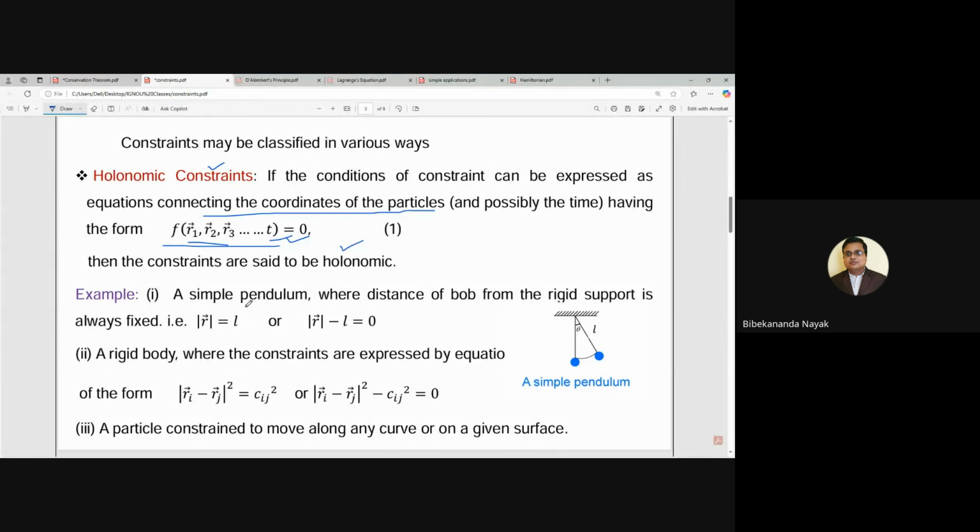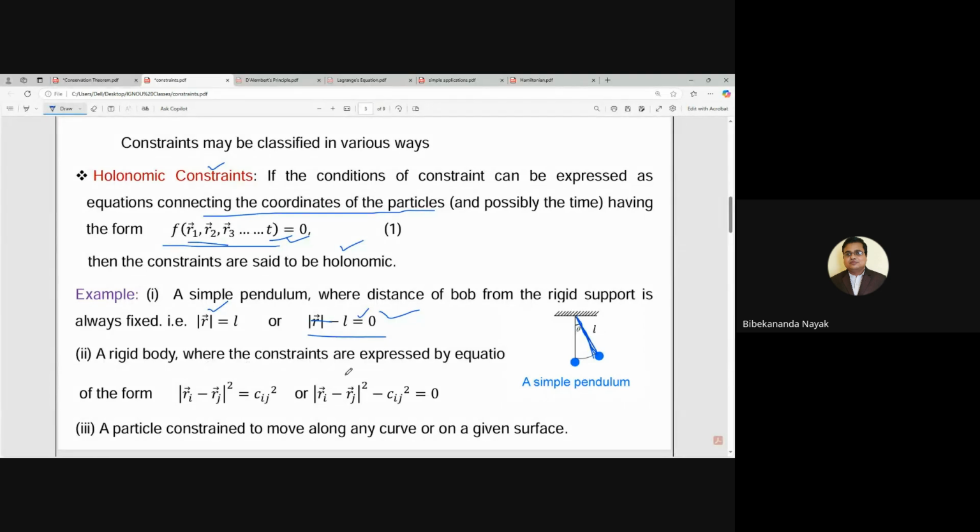For example, a simple pendulum. The constraint is that the length of this rod or string is fixed at L, which, if you treat it in polar coordinates, is R. So mod of R is fixed at L, or we can say R minus L is equal to 0. This is the equation of constraint, with an equality symbol and only position.